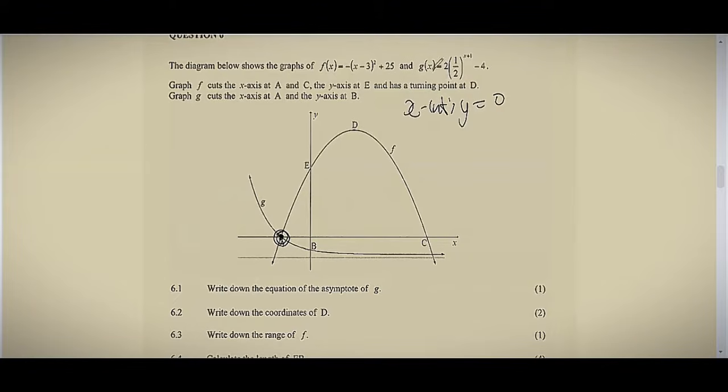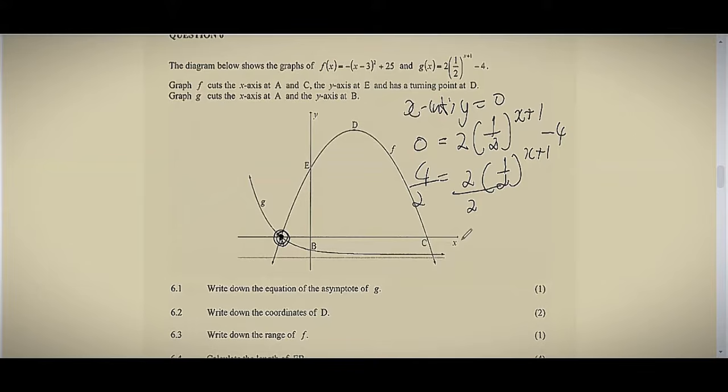So we can go with the simplest one, this one here, and just say, okay, if we make y 0, this is 0 equals 2 times (1/2)^(x+1) minus 4, right? So you can see that y is 0 because we are trying to calculate the x-intercept. Bring over this 4 here, it would be positive 4, equals 2 times (1/2)^(x+1). At this point, we can divide by 2 on both sides to get rid of this 2 here. And then this is 2 equals (1/2)^(x+1), right?